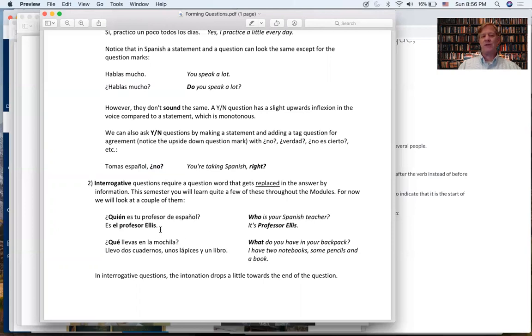Es el profesor Ellis. ¿Qué llevas en la mochila? Llevo 2 cuadernos, unos lápices y un libro. Very good. Let's take a look at a couple of handouts that we will be using in class this week.